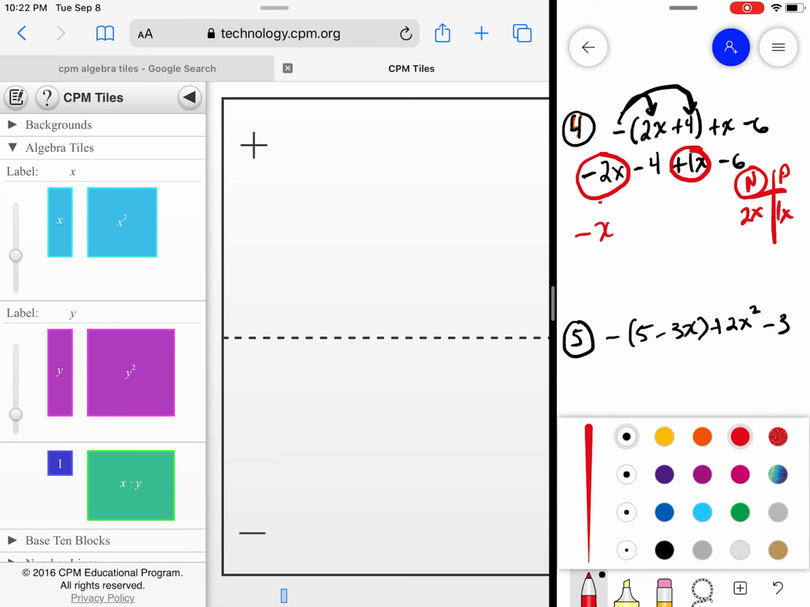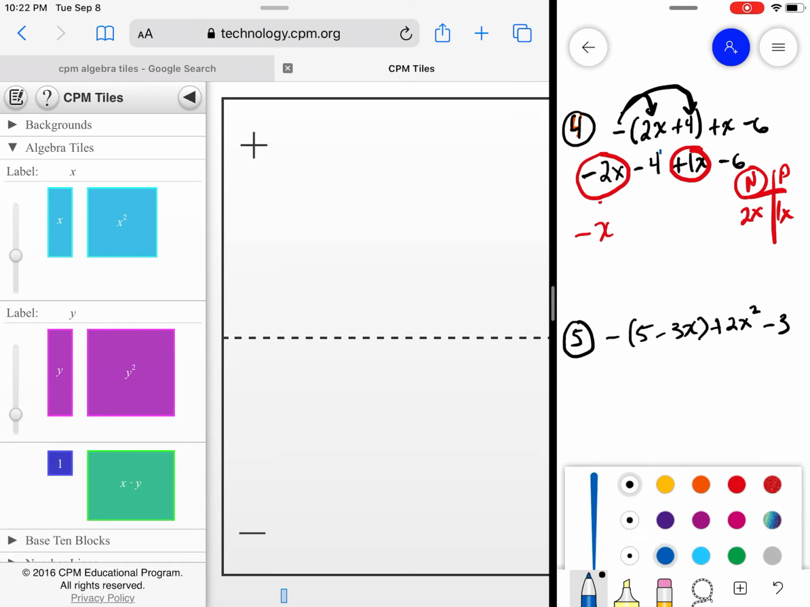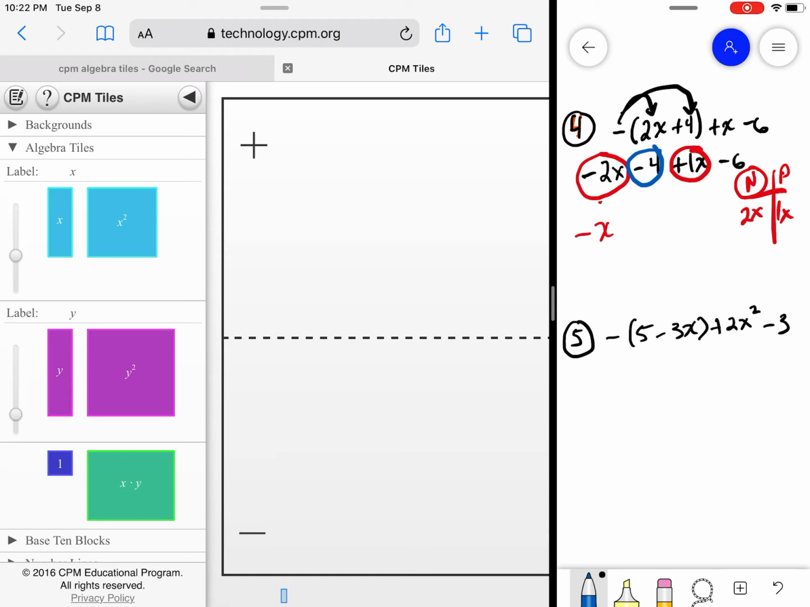Let's change color. Blue. Negative 4 and negative 6. Throw them on a scoreboard. Remember, we're combining, so 4 is negative, 6 is negative. Altogether it gives us 10, and it's still negative. So minus 10. So that is the answer to number 4.